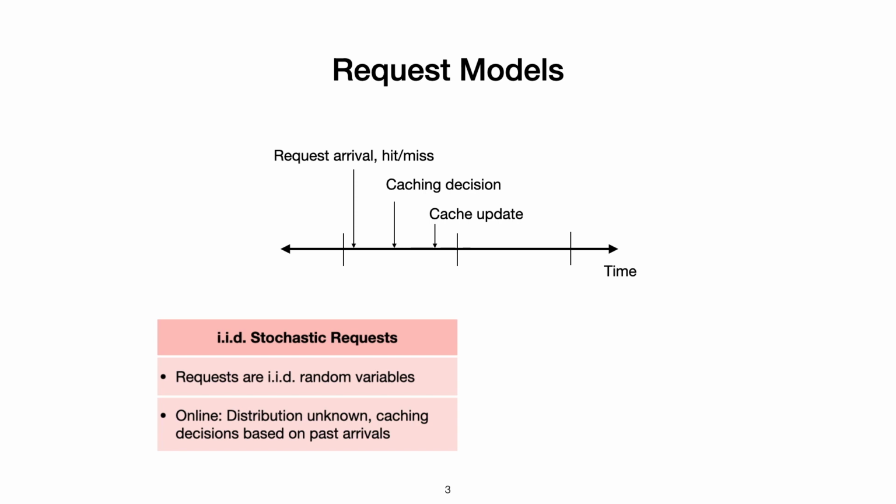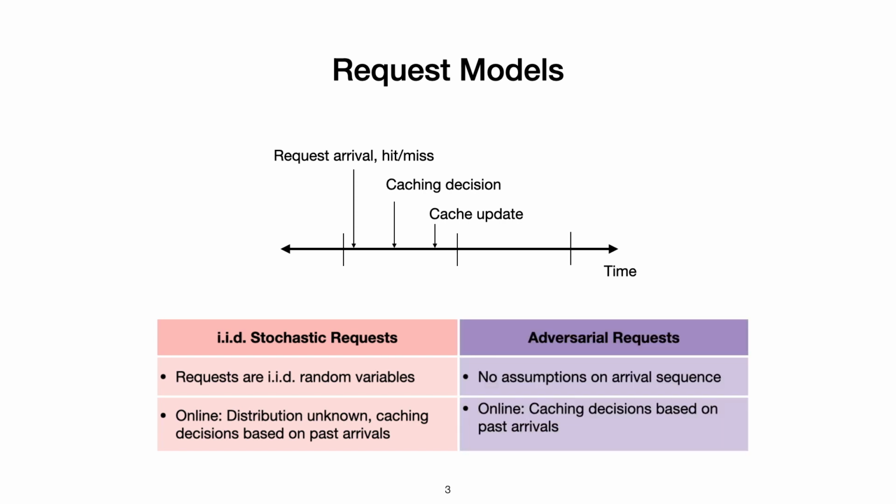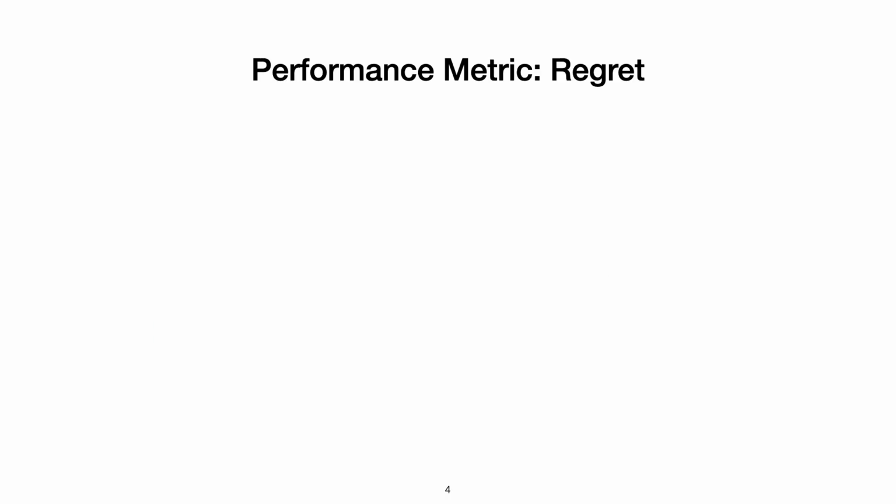The second arrival model is the adversarial arrival model, where we make no structural assumptions on the arrival process. Here, the arrival pattern is generated by an adversary who has knowledge of the caching policy being used. However, in case the caching policy is randomized, the arrival sequence is generated without the knowledge of the exact sample path of decisions made by the policy. Here again, since we are focused on the online caching problem, caching decisions have to be made based on past arrival patterns.